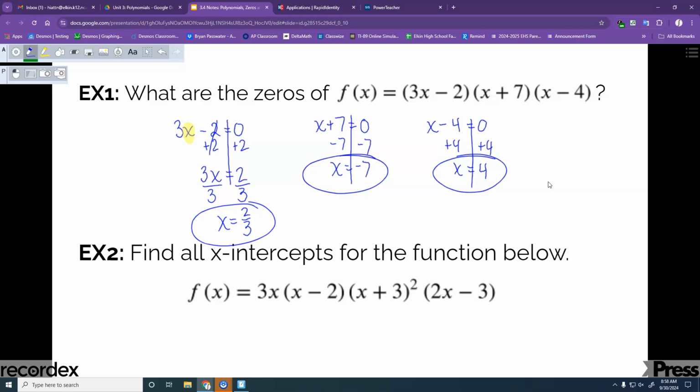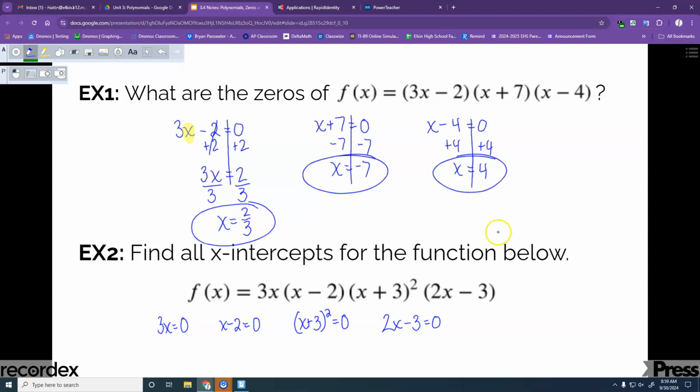All right, let's try another one. These are already factored out, right? You got all your parentheses, so it's already factored out. You just need to set each piece equal to 0. So I'm going to say 3x equals 0, x minus 2 equals 0, x plus 3 squared equals 0, and 2x minus 3 equals 0.